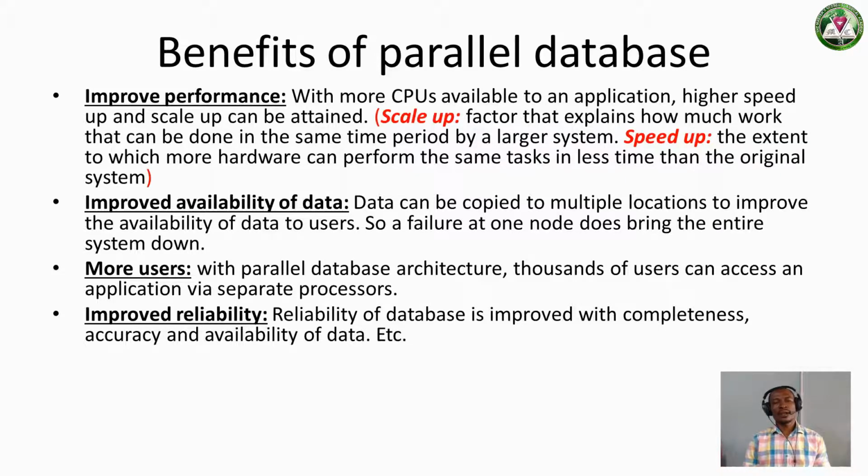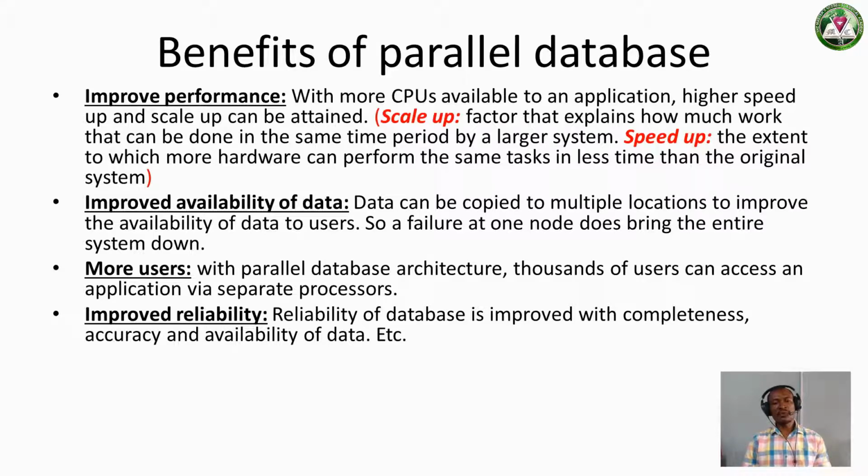Okay? The next one is more users. With parallel database architecture, thousands of users can access an application via separate processors. The same application, many users, since you have split them up in different machines, so many users can have access to an application.